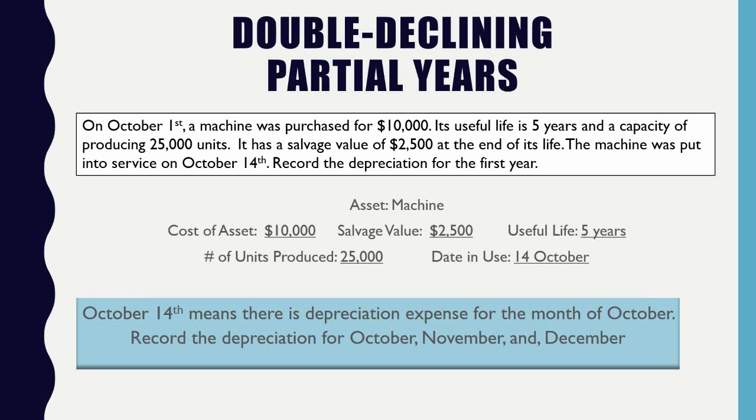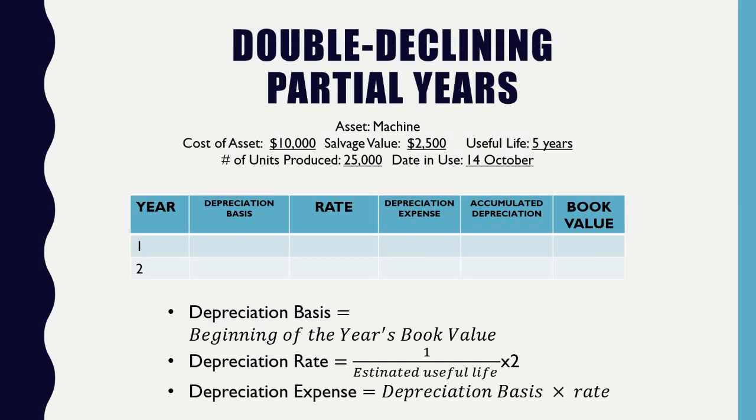So in this case, that means my asset for the first year is going to be only 3 months old because I have October, November, and December. So how do I calculate this now? Assuming you're doing it based on January to December, I'm going to show exactly how I should solve this. The depreciation basis is going to be what you started out with.